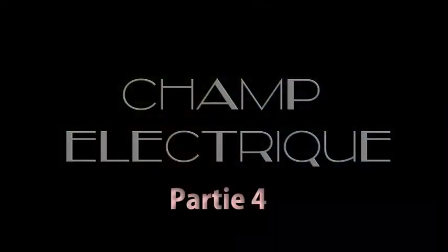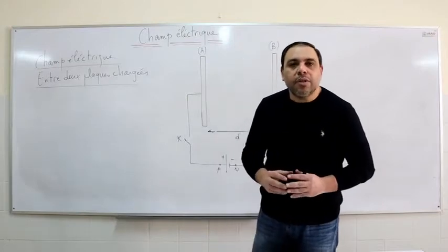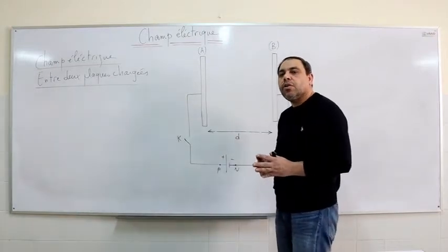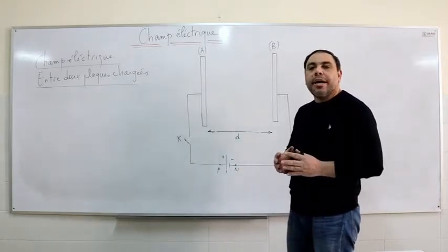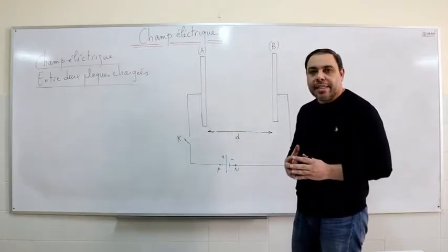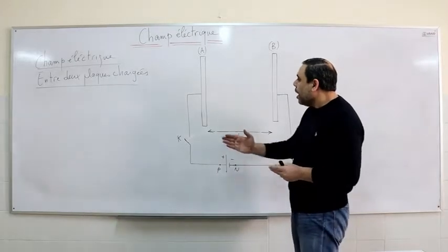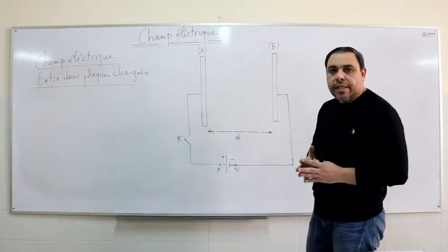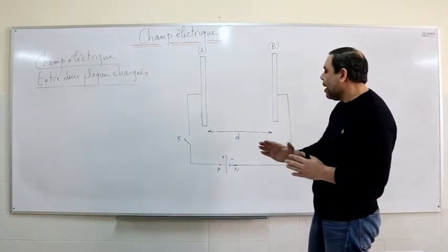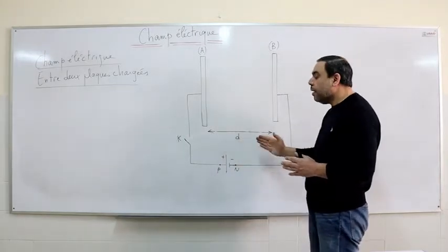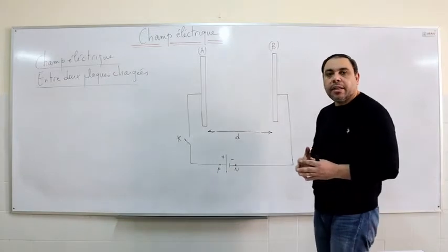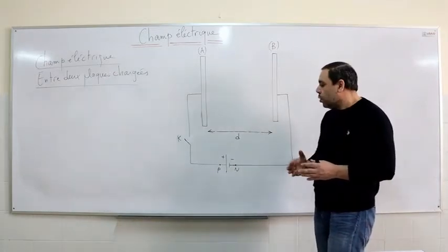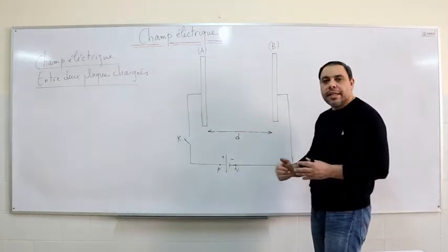Electric Field, Part 4. Today we're going to study the electric field between two charged plates separated by a certain distance. A and B are two plane conducting plates separated by a distance d. The plates are subjected to a voltage supplied by a generator.